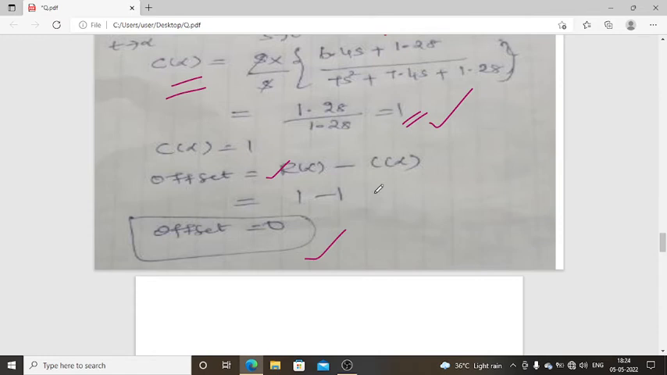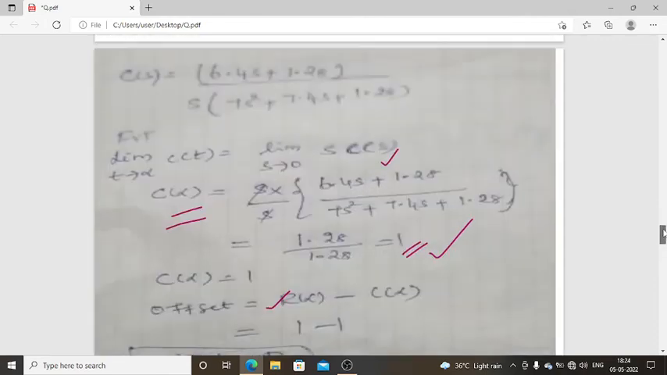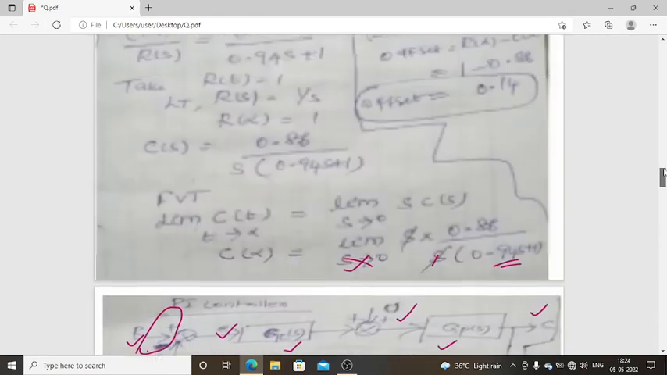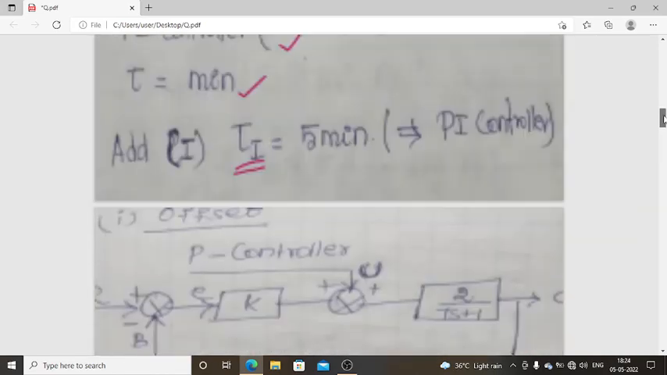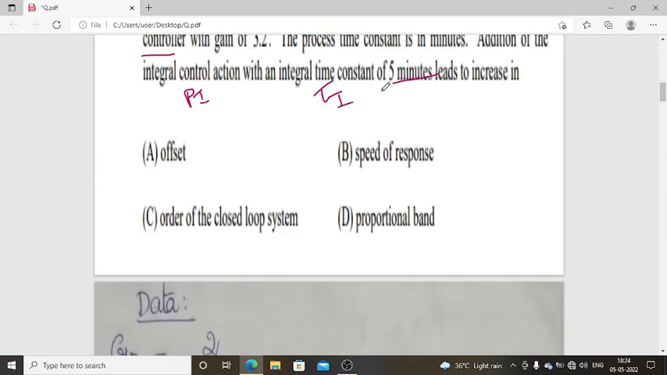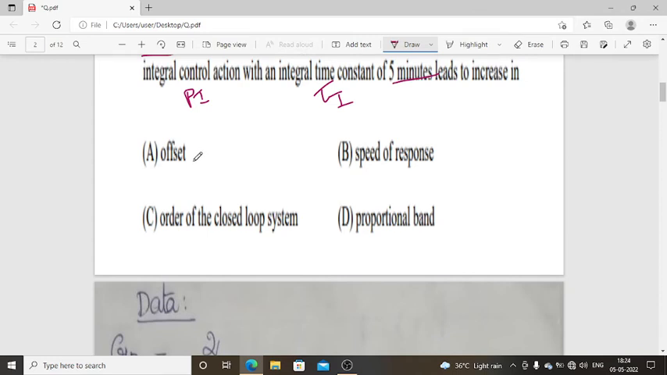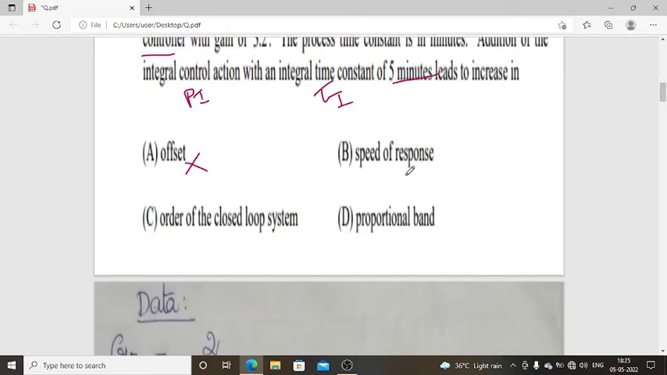Okay. So addition of integral action reduces the offset to 0. So this option is a wrong option. Here the first option, offset, is a wrong one, right? The addition of integral action reduces the offset to 0, so this is not the correct option. So the second one, speed of response, whether it is right or wrong, we could check now.